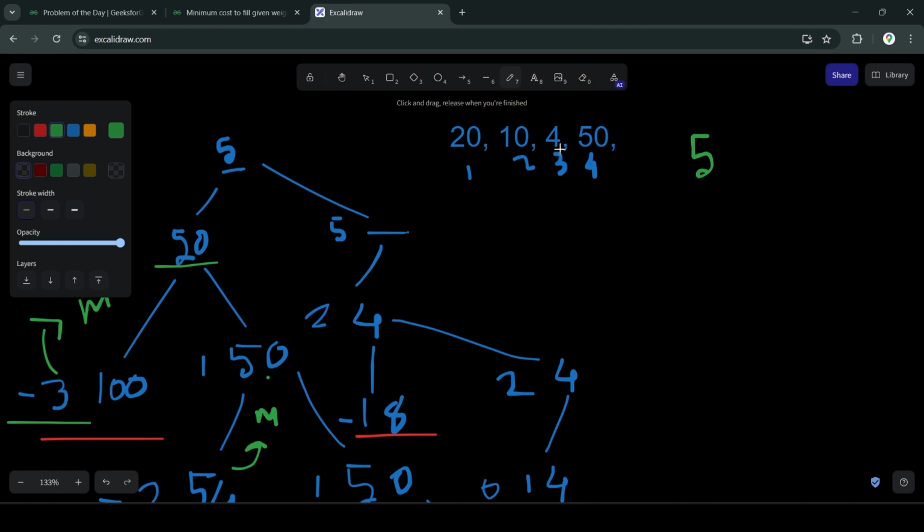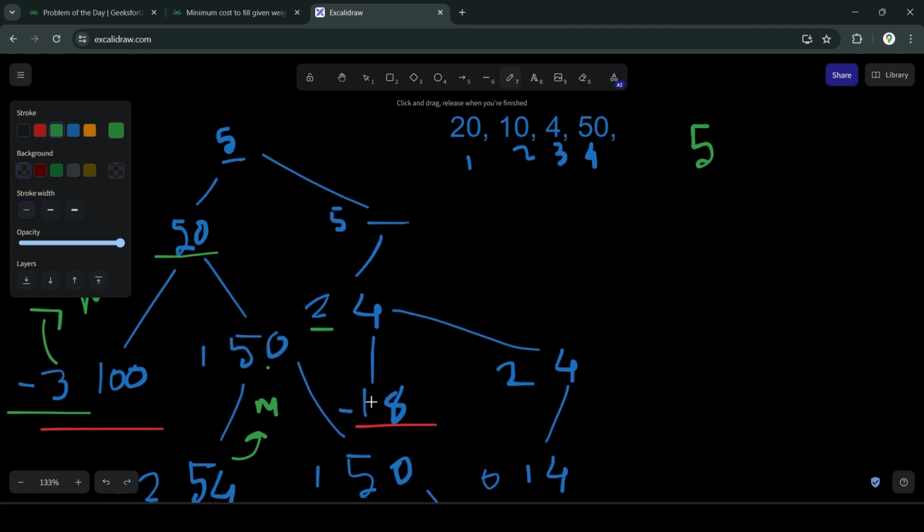And what is the cost of the weight of the 4? That is 3. So 5 minus 3, that will be 2. And then I can again take 4, and you can clearly see that it will make the negative value. So this is a negative base case.